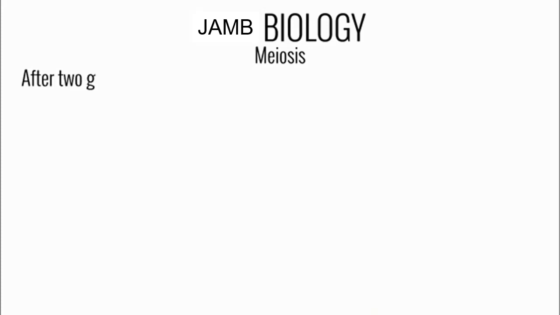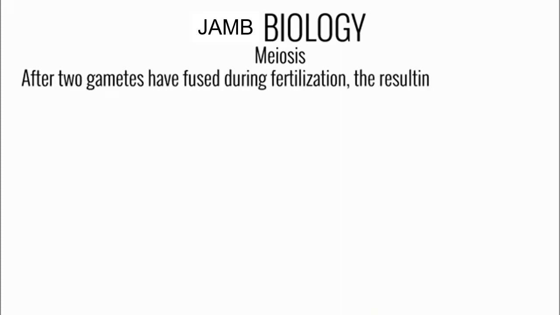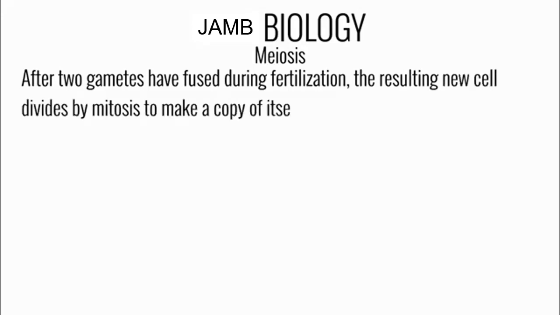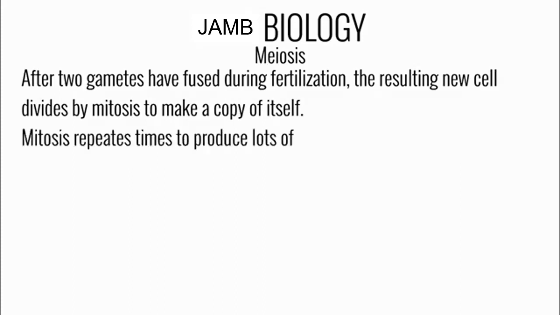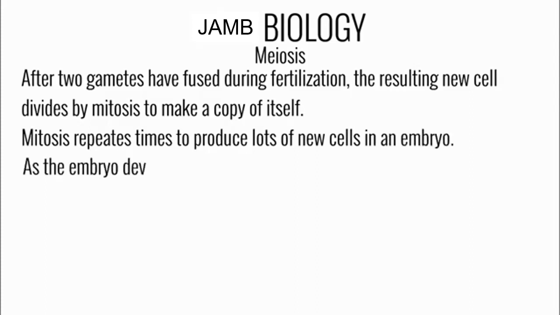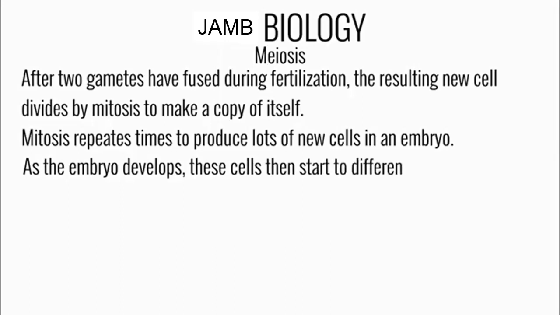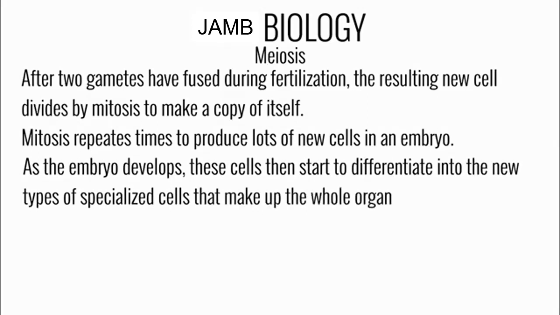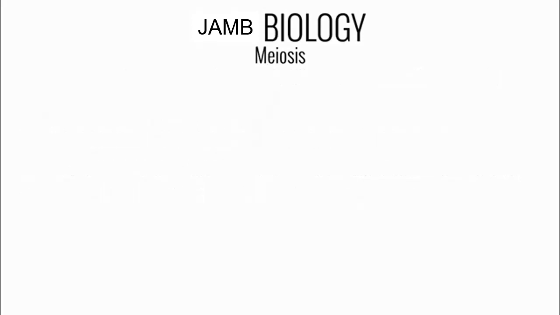After 2 gametes have fused during fertilization, the resulting new cell divides by mitosis to make a copy of itself. Mitosis repeats many times to produce lots of new cells in an embryo. As the embryo develops, these cells then start to differentiate into the new types of specialized cell that make up a whole organism. You can check out our previous video on mitosis and the video on differentiation in order to understand this better.